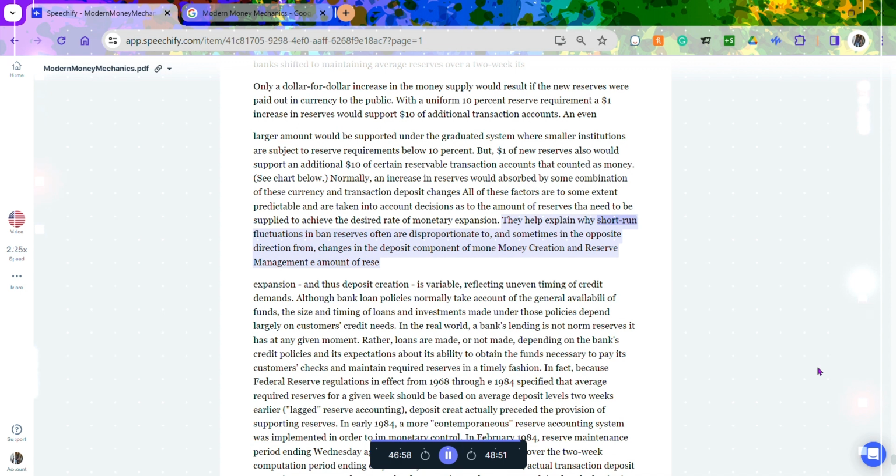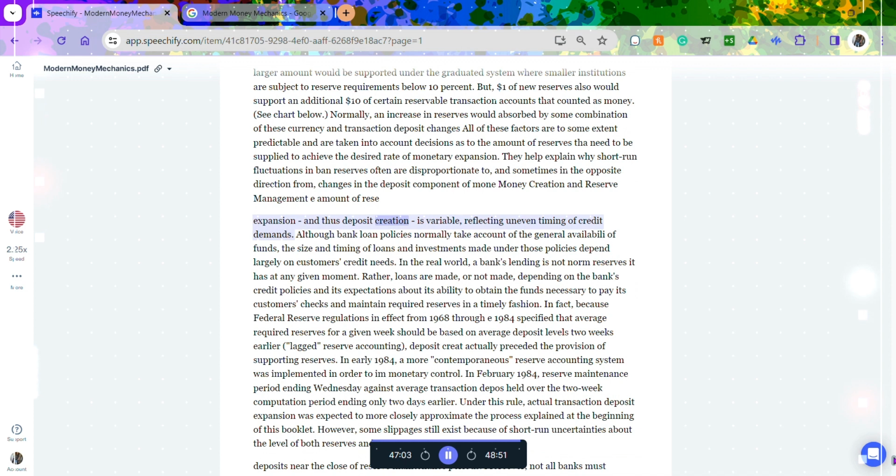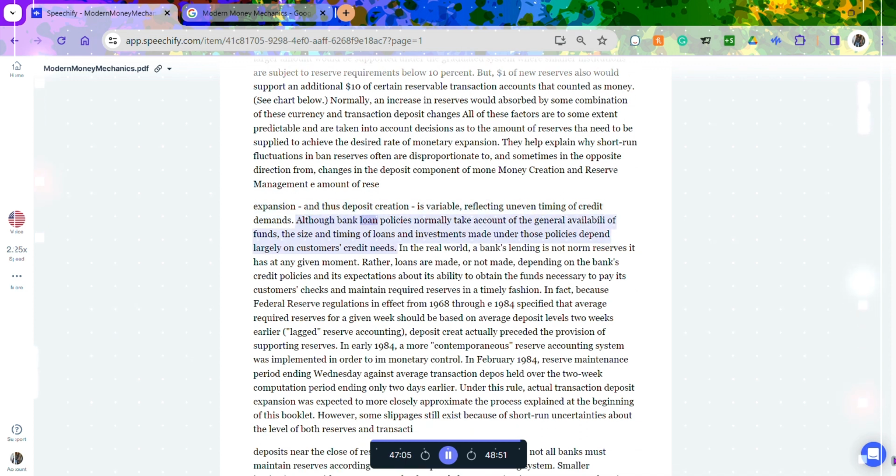They help explain why short-run fluctuations in bank reserves often are disproportionate to, and sometimes in the opposite direction from, changes in the deposit component of loan money creation and reserve management. The amount of reserve expansion, and thus deposit creation, is variable, reflecting uneven timing of credit demands. Although bank loan policies normally take account of the general availability of funds, the size and timing of loans and investments made under those policies depend largely on customers' credit needs.